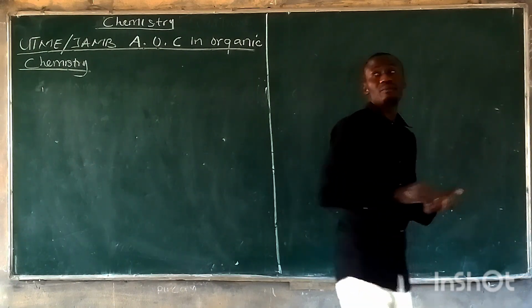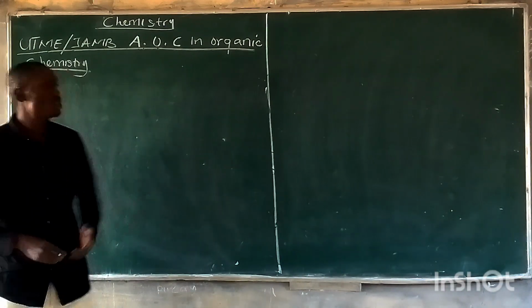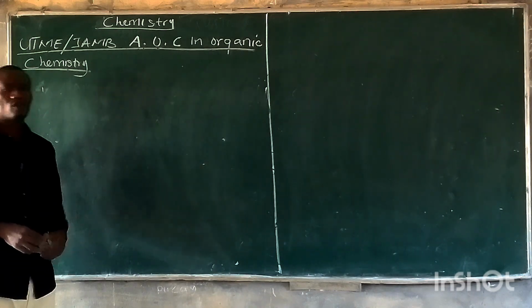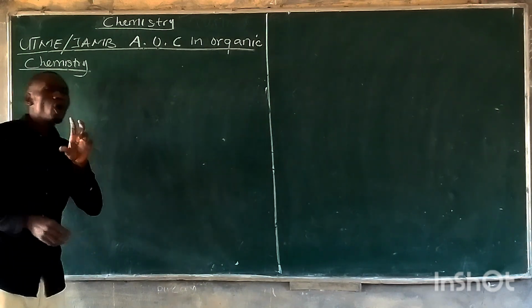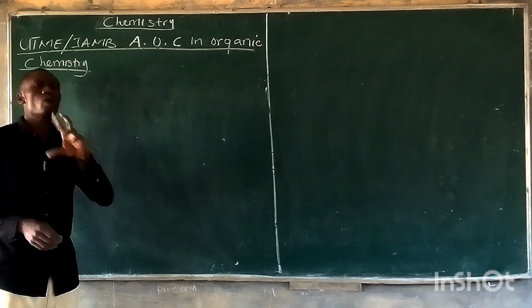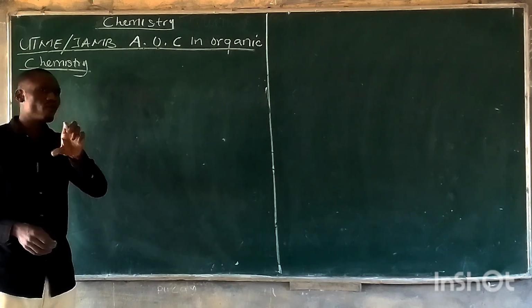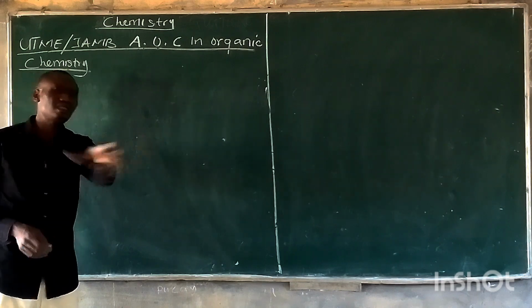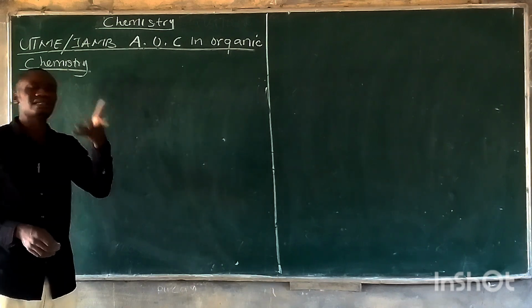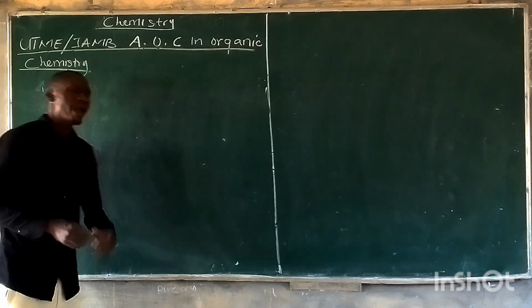From GLNB Academy. We're looking at UTME JAMB area of concentration in organic chemistry. Now, your JAMB exam has one third of the questions from organic chemistry. That means that out of the 40 JAMB questions, we are expected to see 7 to 10 questions from organic chemistry.